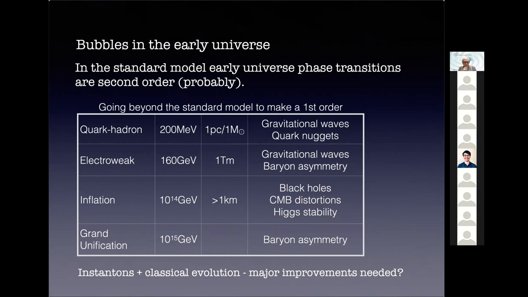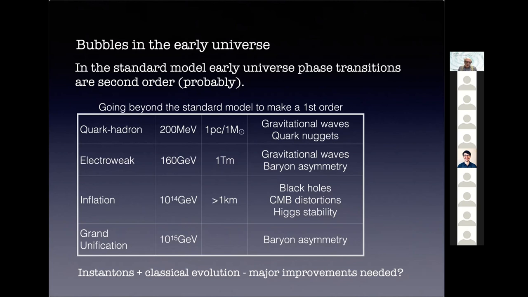For example, the electroweak transition occurring at about 160 GeV. If that's a first order transition, then the bubbles that form may lead to the formation of gravitational waves detectable by the LISA observatory. And it would also be an interesting source of baryon asymmetry in the universe.